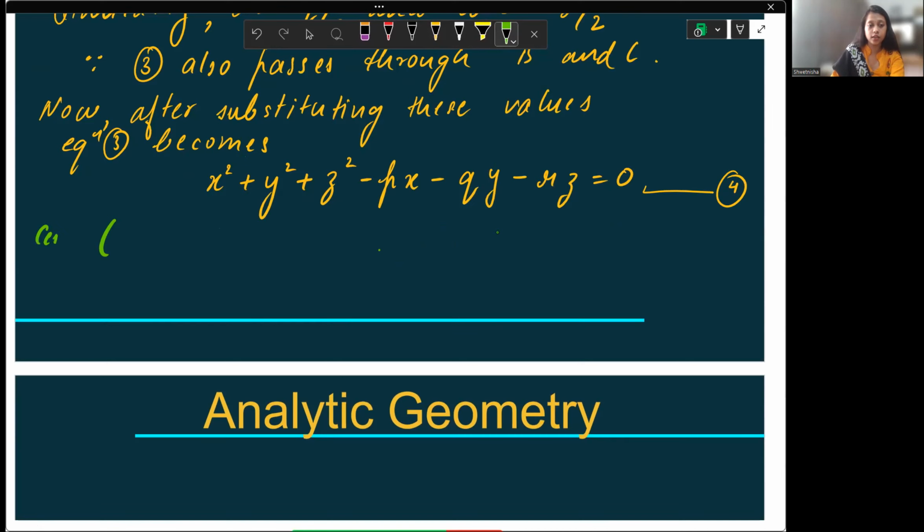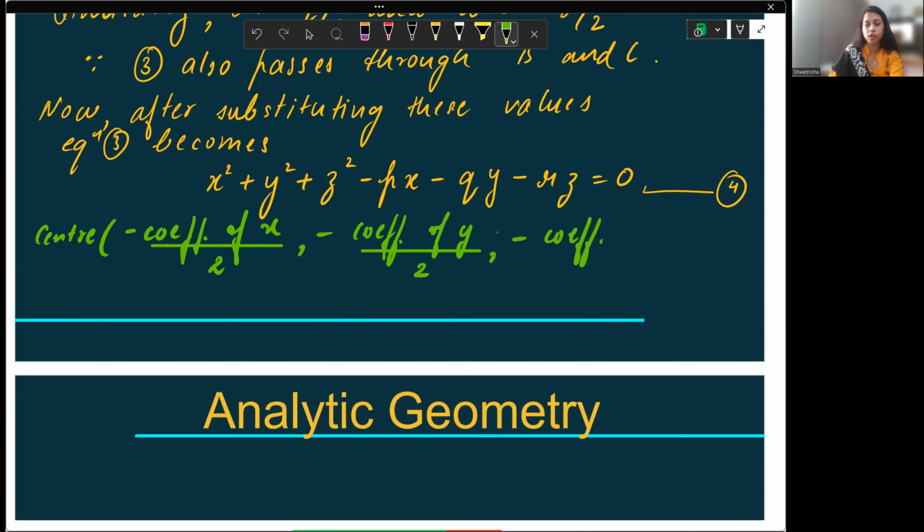Center is given as minus coefficient of x divided by 2, comma, minus coefficient of y divided by 2, and minus coefficient of z divided by 2. Okay, that's your point. So calculate the center. Therefore, center is minus cancels, right? I'll be left with p only, p by 2. So it's p by 2, q by 2, and r by 2.